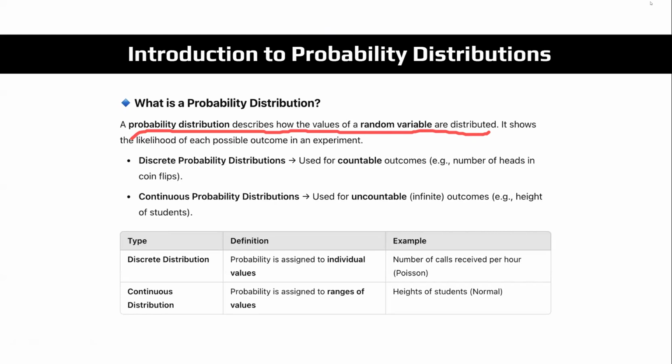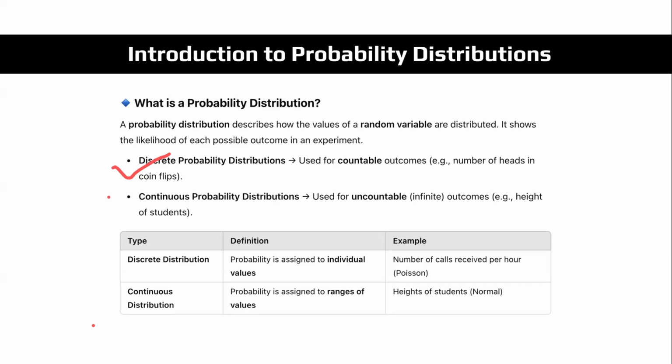In general, we have two types of probability distribution. One is the discrete probability distribution. This we use for countable outcomes. Example, number of heads in coin flips. You remember we solved one example, the trials one, where I mentioned that I tossed the coin 100 times and we got heads only 48 times. For that kind of thing, we used the discrete probability distribution, which is used for countable outcomes.